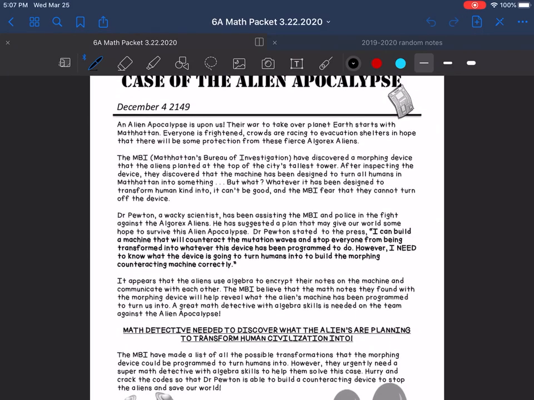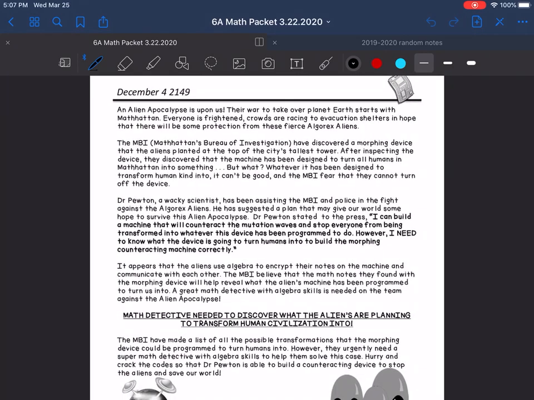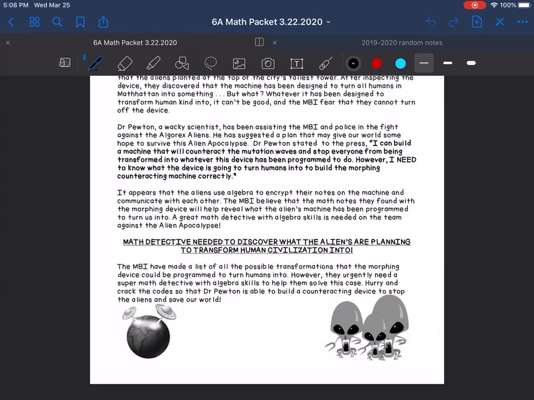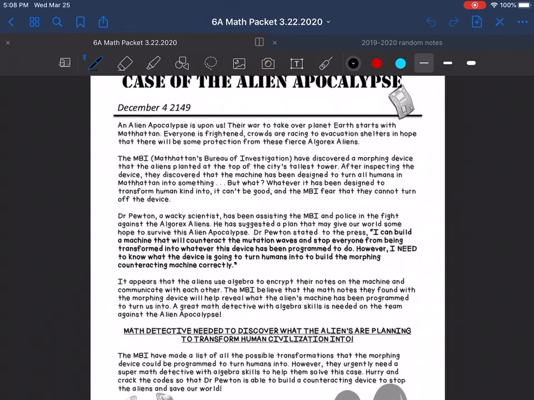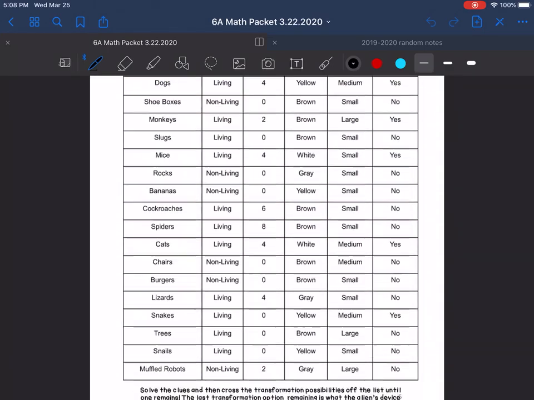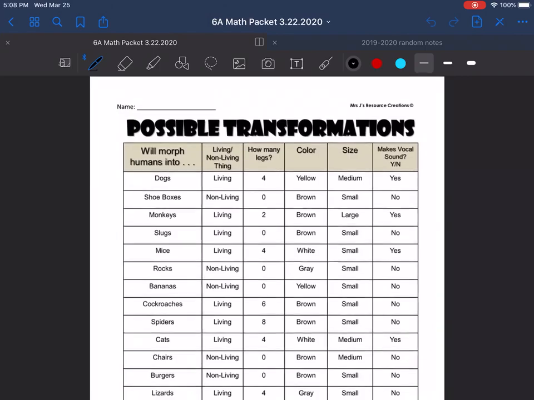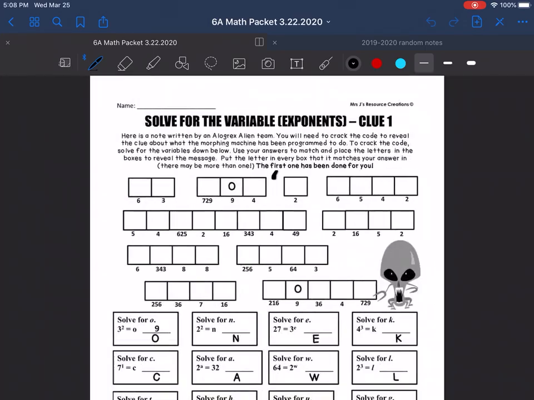An alien apocalypse is upon us. Their war to take over the planet Earth starts with Manhattan. Everyone is frightened. Crowds are racing to evacuation shelters and hope that there'll be some protection from these fierce aliens. Maybe feels a little bit like today. Hopefully not. At least we don't have any aliens. But you'll see your typical clue list that you guys have seen before.